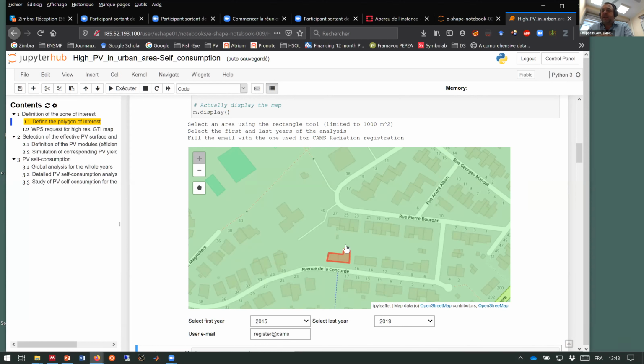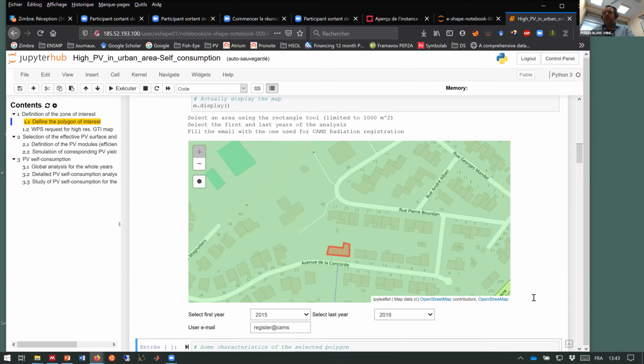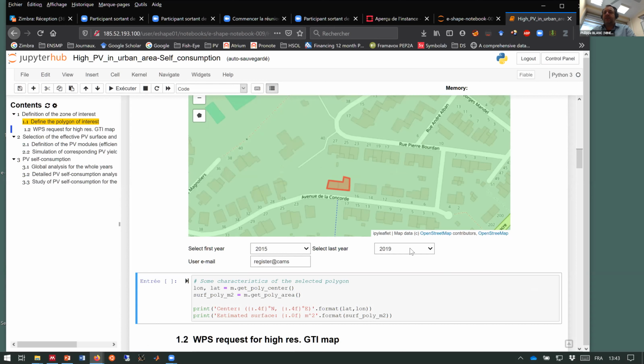I assume that I have selected this building, but I can also select something that is not a building. This is new because it's an open polygon, okay? And you have to select also the first year and the last year of analysis, and here for the purpose of this already computed thing it is 5 years, starting in 2015 to 2019.